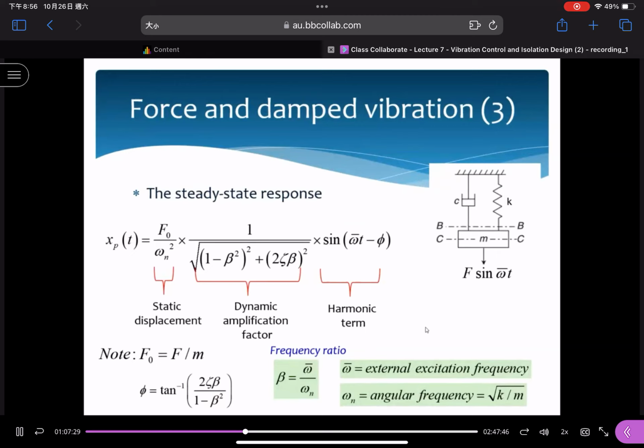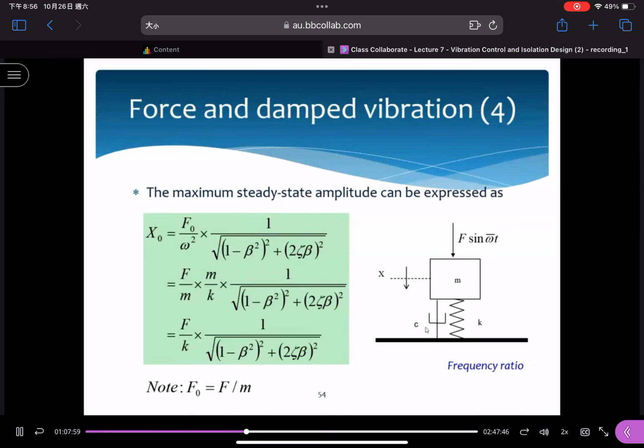Again, I want to remind you, beta is the frequency ratio. It must be equal to the external frequency divided by the natural frequency. When you use the angular frequency omega, this one should be equal to omega. When you use the natural frequency f in terms of hertz, both of them should be expressed in terms of hertz. This one is the maximum steady state amplitude.